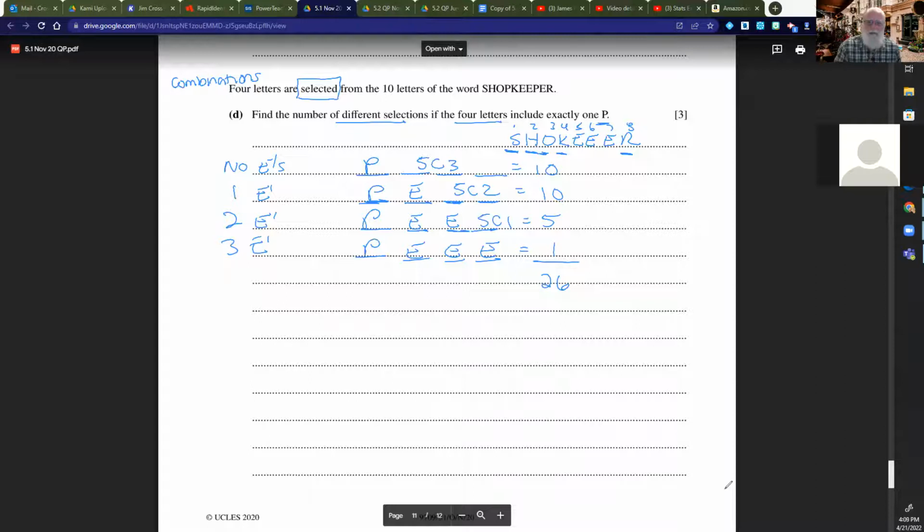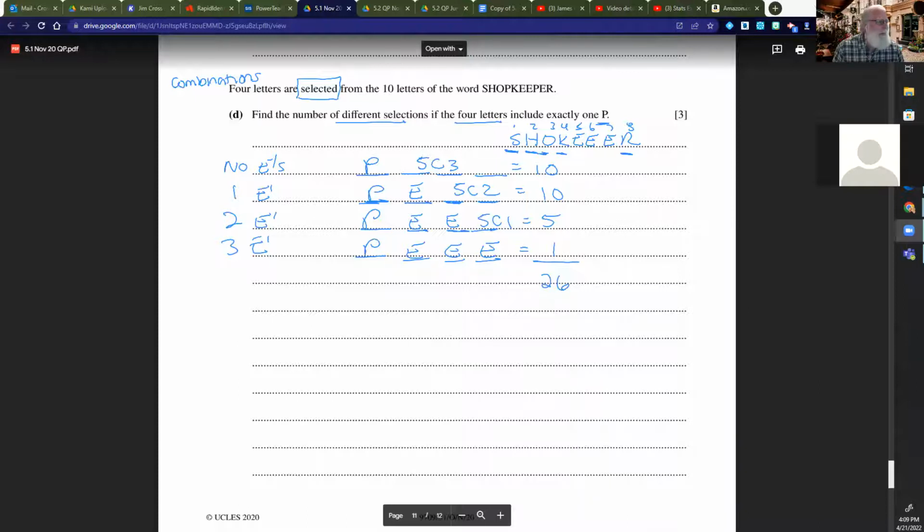If I was doing this and there weren't duplicate letters, then I wouldn't have to worry about separating all these. If you're doing selections and there are duplicates, then what you've got to do is write down every possible scenario: no duplicates, 1 of the duplicates, 2 of the duplicates, in this case 3 of the duplicates, and then figure out how many ways that could happen. Does that make sense? Yeah, I understand.